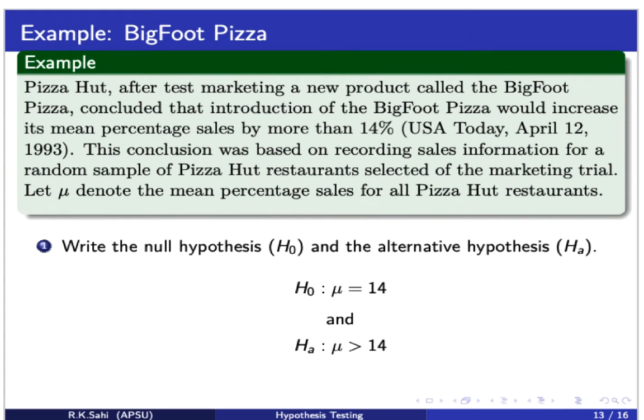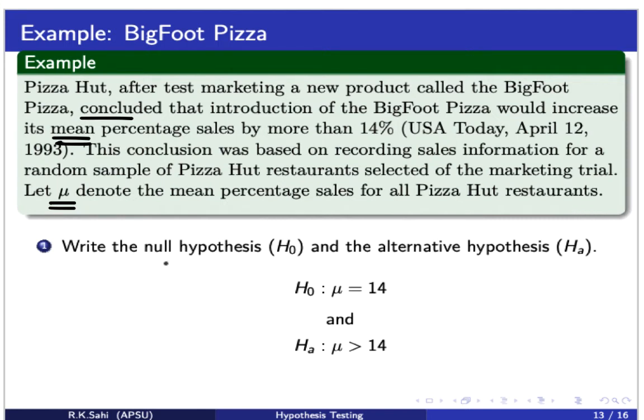Now, Pizza Hut, after test marketing a new product called the Bigfoot Pizza, concluded that the introduction of the Bigfoot Pizza would increase its mean percentage sales by more than 14%. Okay, this was done on April 12, 1993. This conclusion was based on recording sales information for a random sample of Pizza Hut restaurants selected for the marketing trial. Now let mu denote the mean percentage sales for all Pizza Hut restaurants.